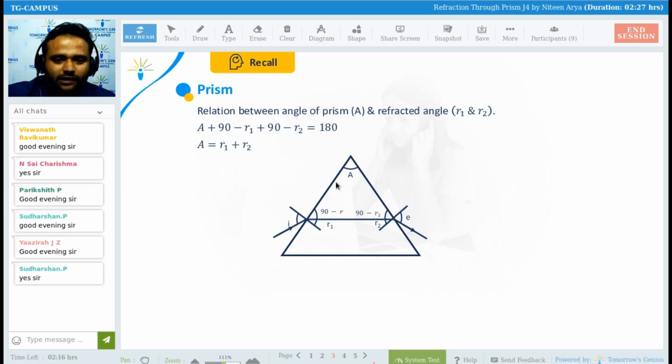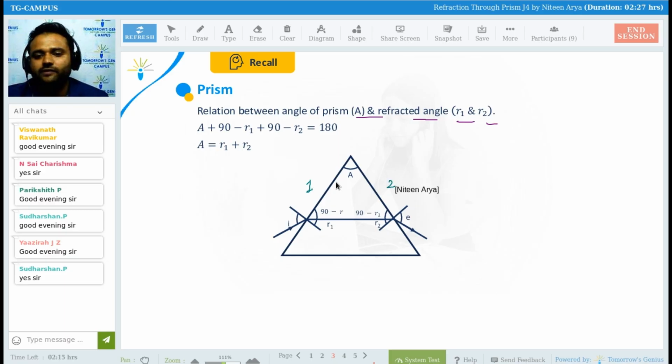So, prism: the relation between angle of prism A and refracted angles R1, R2. First of all, whenever any ray falls on this refracting surface 1, and this is refracting surface 2, it is going to give you refraction. Simple as that. And as we know, a prism is an instrument which has two refracting surfaces non-parallel to each other, and the angle between them is known as the angle of prism.